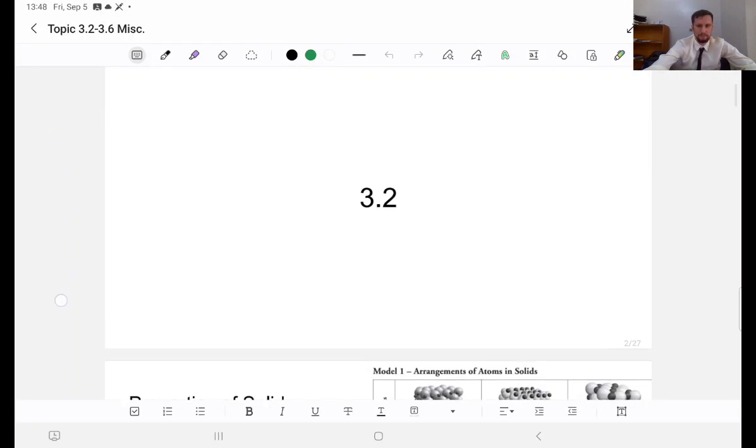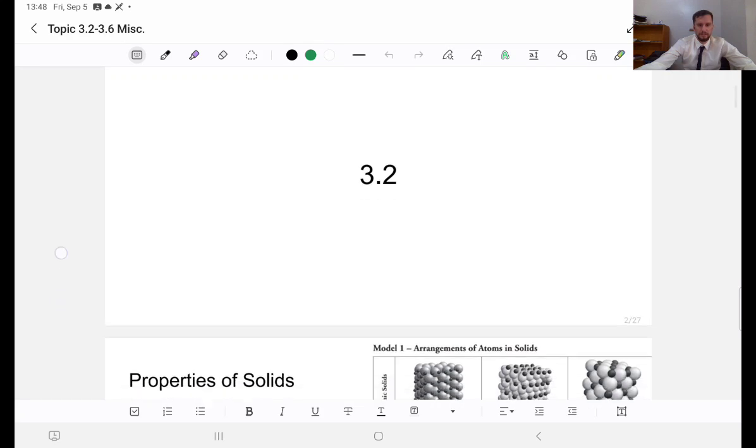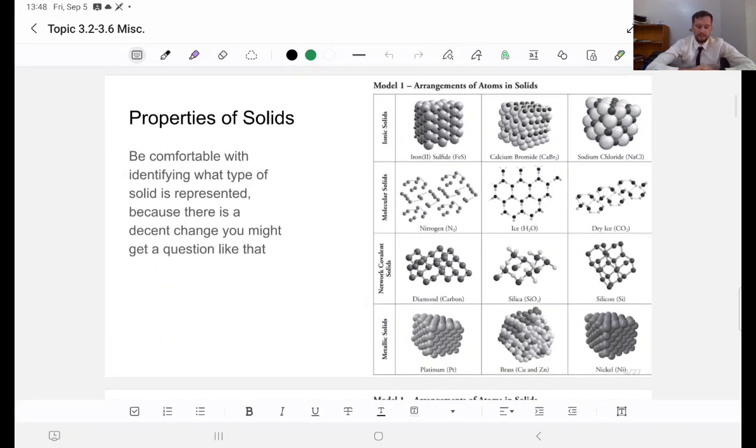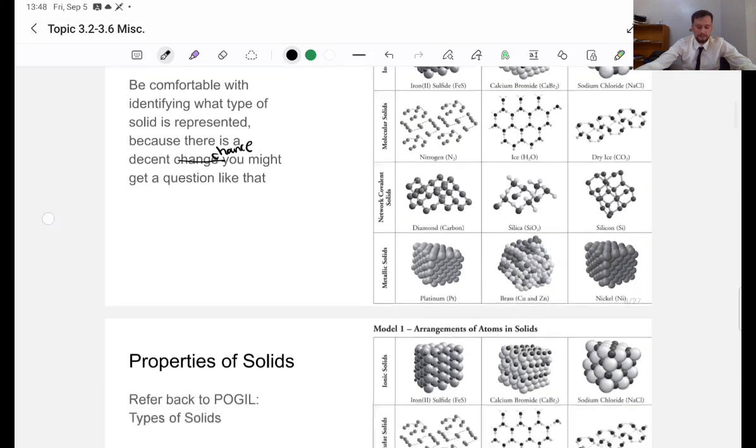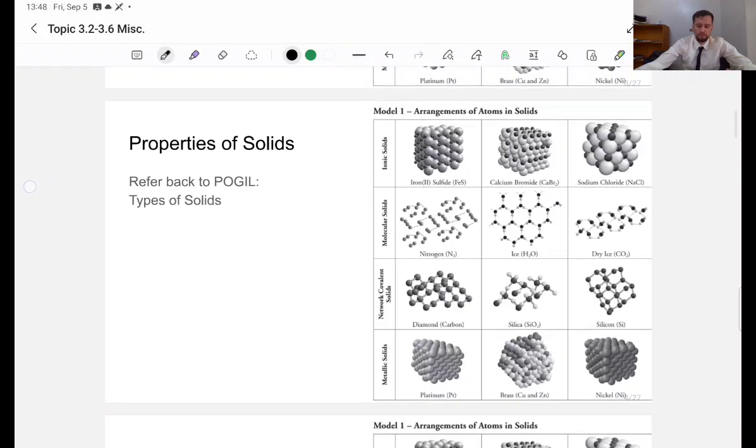Okay, so 3.2, something that would be good to highlight is to be comfortable with identifying what type of solid is represented, because there's a decent chance you might get a question like that, where it gives you a picture of a solid and it asks you to identify what type of solid it is. So refer back to the types of solids Bogle.